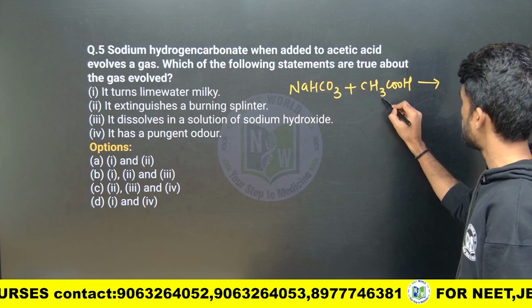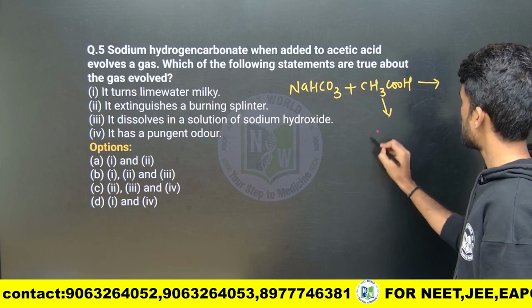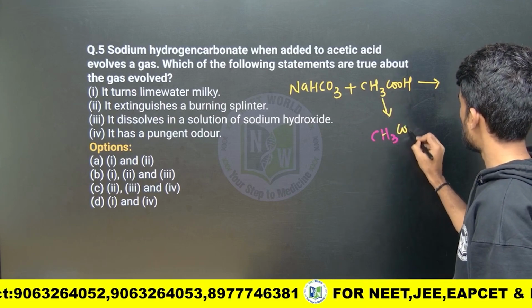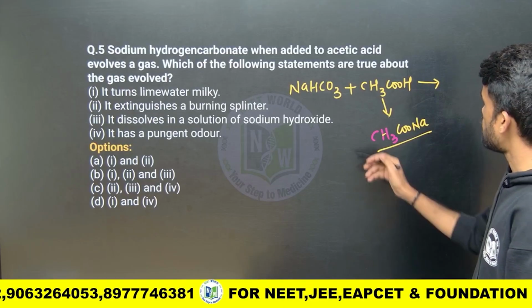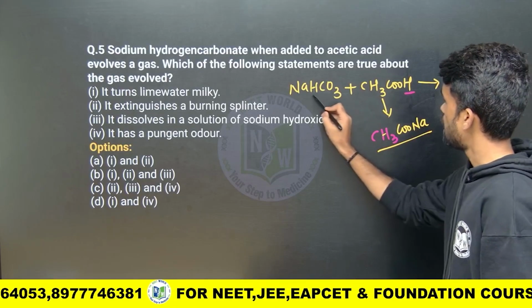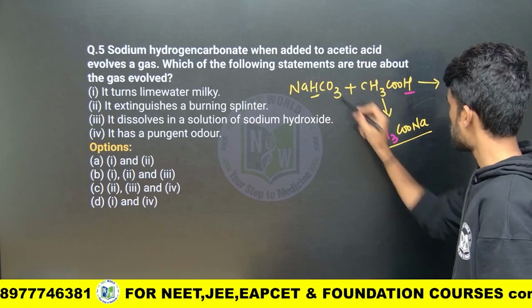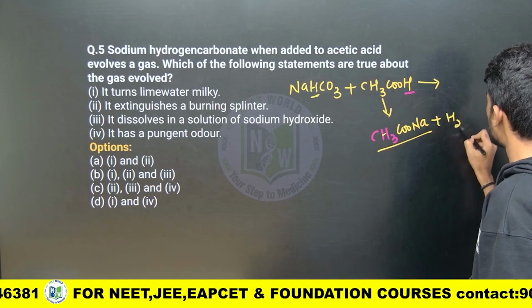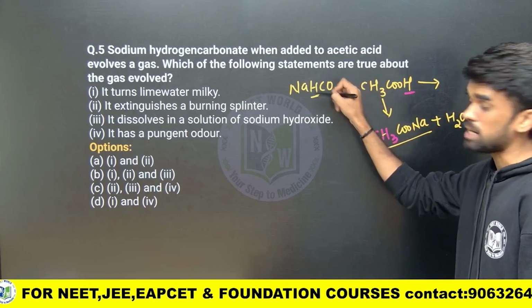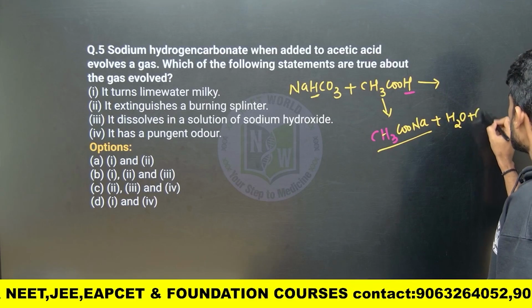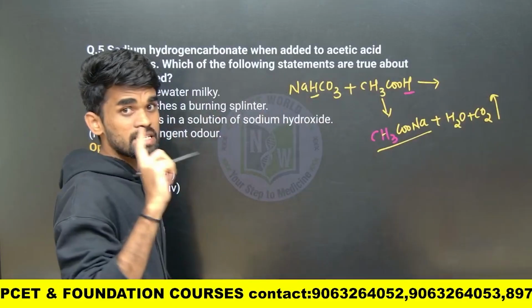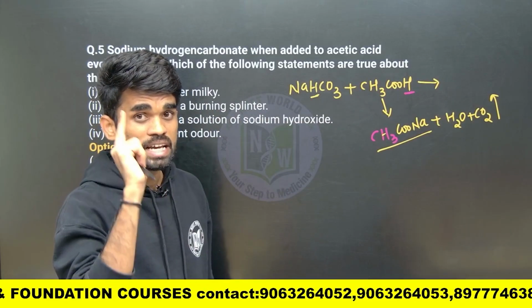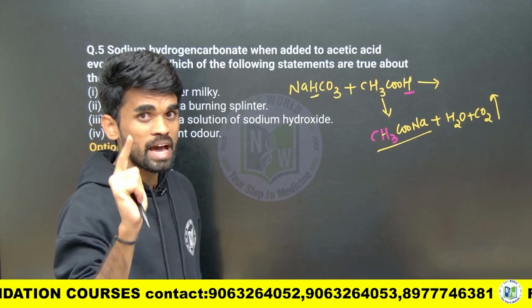Definitely it will neutralize. Okay, so we'll get CH3COONa first. This salt is formed. After this, see this H plus and this H plus and one oxygen form what? H2O, and the remaining part will be CO2 gas. So which gas is evolved here? CO2 gas is evolved, not hydrogen gas. It is CO2, carbon dioxide gas.